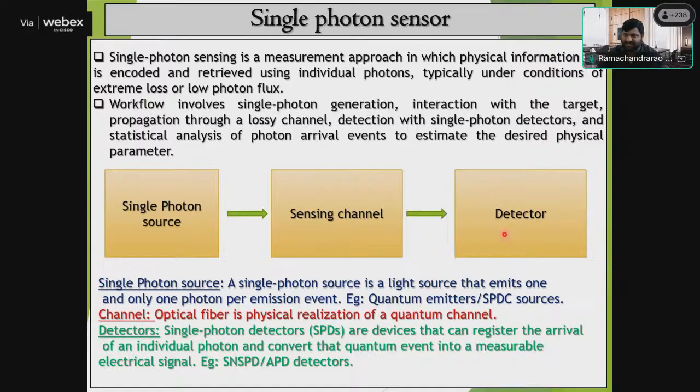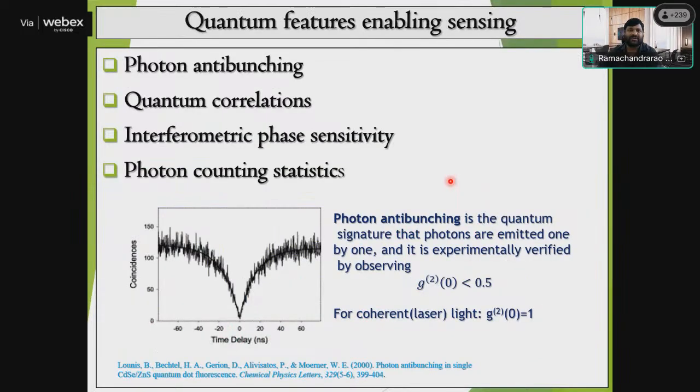These detectors' specialty is that they can detect one photon at a time, so that you can measure all the single photons coming from the quantum channel, and sense whatever you have in the path. Okay, so what are the features that enable high sensitivity? This is very, very important.